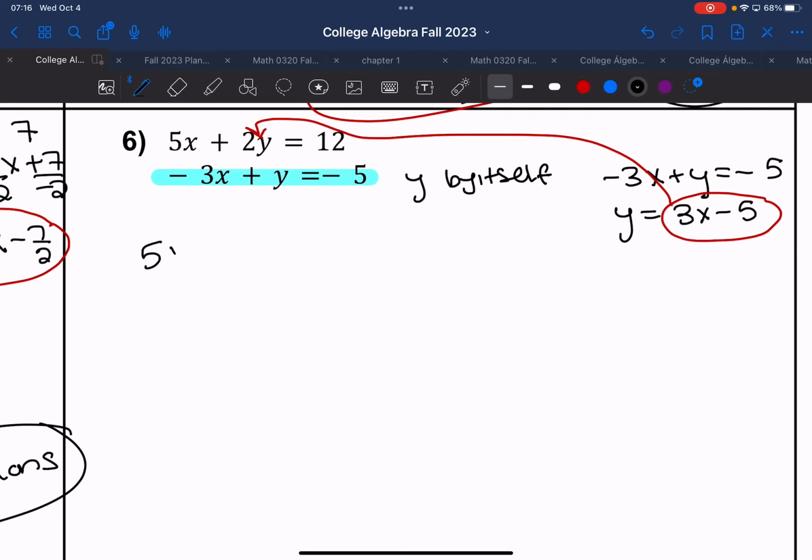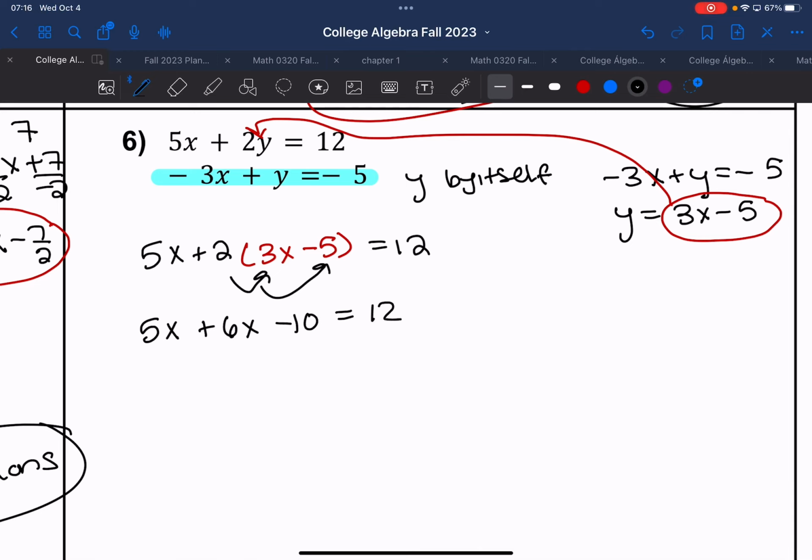So I have 5x plus 2 times 3x minus 5, because that's my y value, equals 12. So now I have an equation entirely made of x. So what's my first step? Distribute. So I have 5x, and then what's 2 times 3x? And then 2 times negative 5?